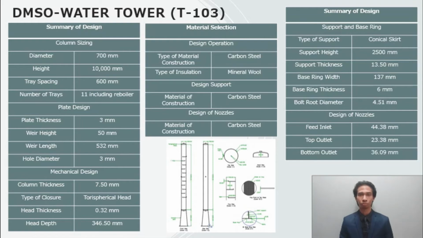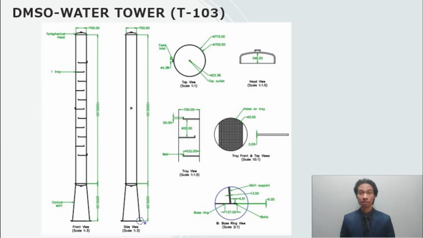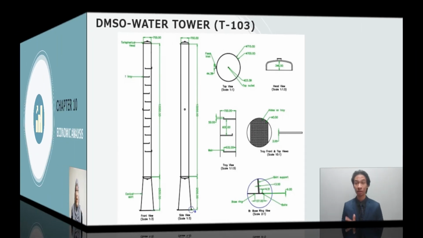The conical support is selected, which is made from carbon steel as well, and the same material is also used for the design of the nozzle. As you can see in this slide, this is the design of T103 DMSO water column, which consists of multiple views with each scale respectively.